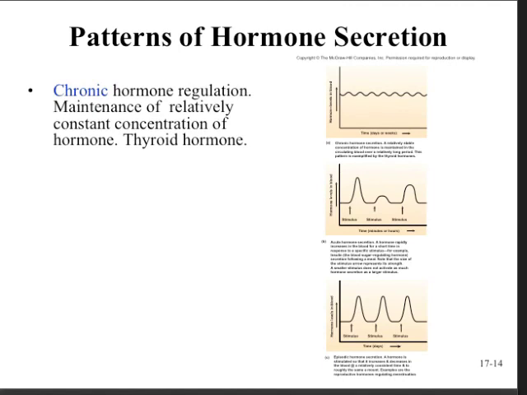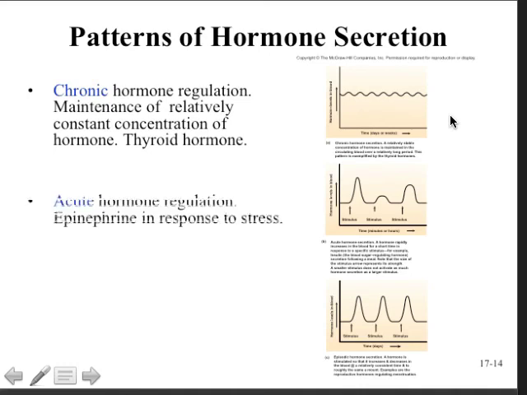Now, when we look at different patterns of hormone secretion, what we have to understand is sometimes a hormone is called into duty because of an acute need for the body. Sometimes a hormone is there as a way of maintaining homeostasis, and so it's going to be pretty much on all the time. In chronic hormone regulation, we have maintenance of a constant concentration of hormone. An example here shows you hormone levels fluctuating very slightly over time, but they're always there within pretty close to a tight range of concentrations.